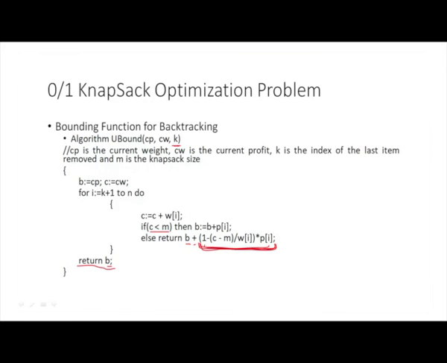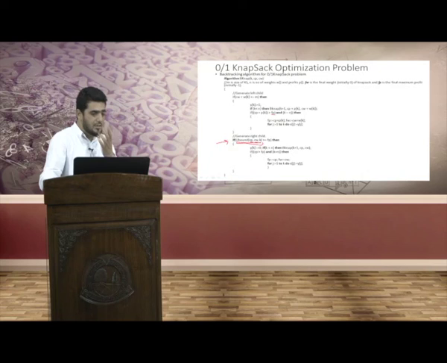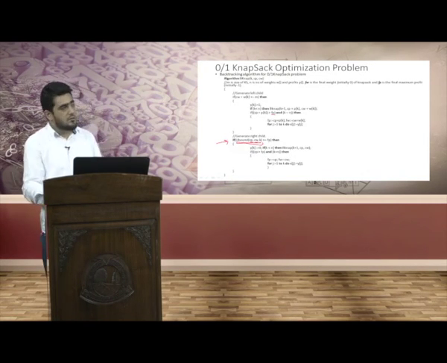In the previous slide, we discussed the U bound function. This U bound function is called here for the current profit, current weight, and kth item. Now, if it returns a value greater than or equal to the best known profit so far, again, that is what the bounding function was all about, as we discussed earlier, then we will expand and create the right child and search for the solution using that.